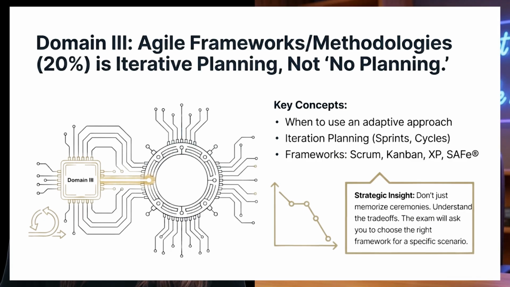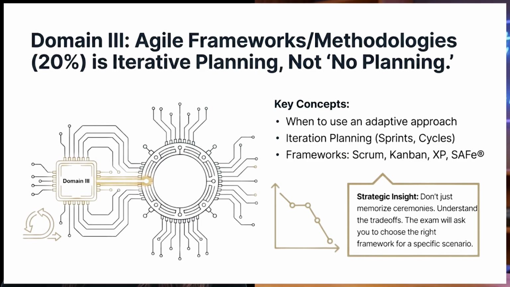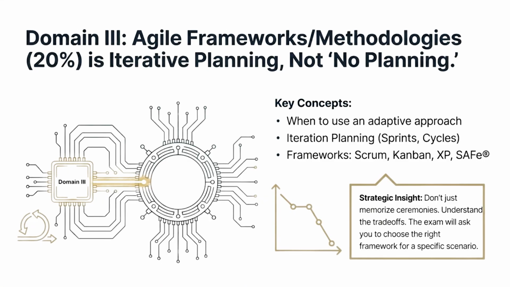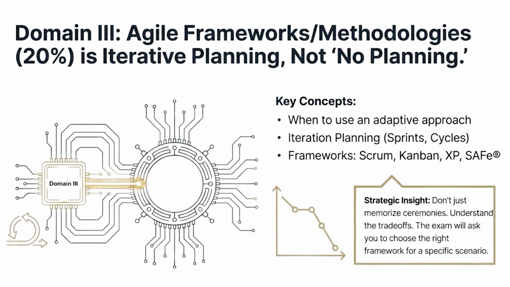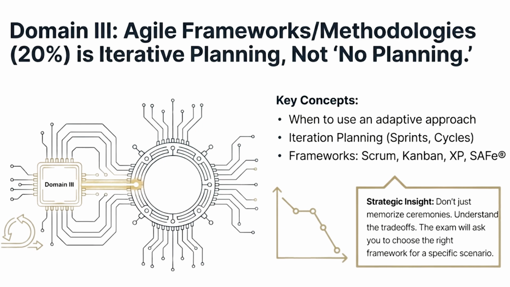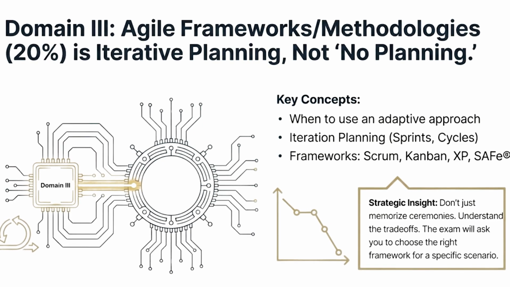Yep. Speaking of Agile, let's discuss Domain 3. It's 20% of the exam, and there's a dangerous myth that Agile equals no planning. Yep, that's a major misstep. Agile is not being chaotic, but iterative planning with regular feedback loops. You still manage constraints, scope, and deliver on customer value. It's all about finding the right balance in a fast-paced environment.